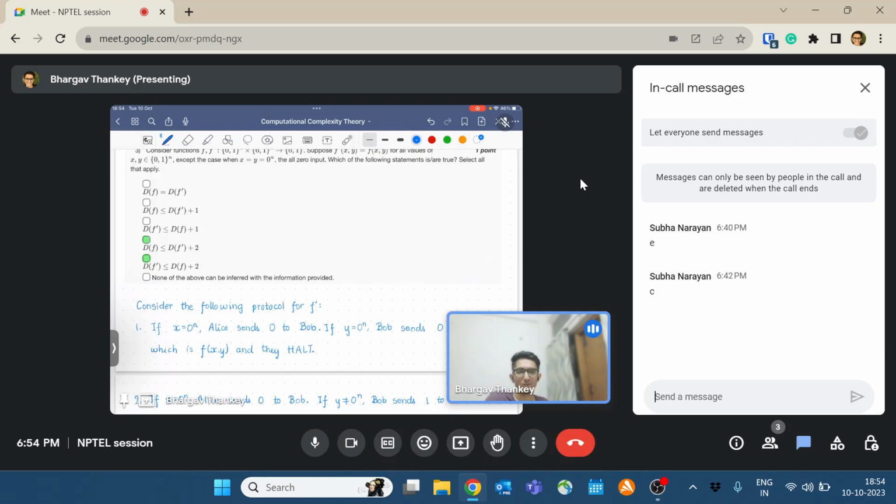And again, there's a less than or equal to because there can be some protocol for f prime which is much more efficient than the protocol for f that we are given over here. Right. So is this fine? Yeah. So let's look at the next problem then.